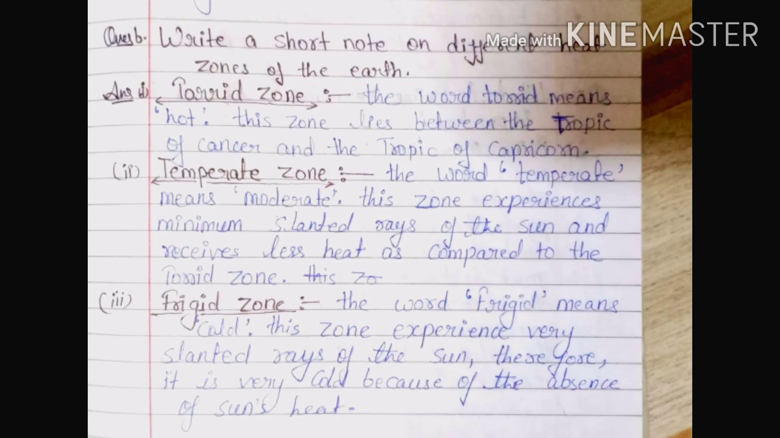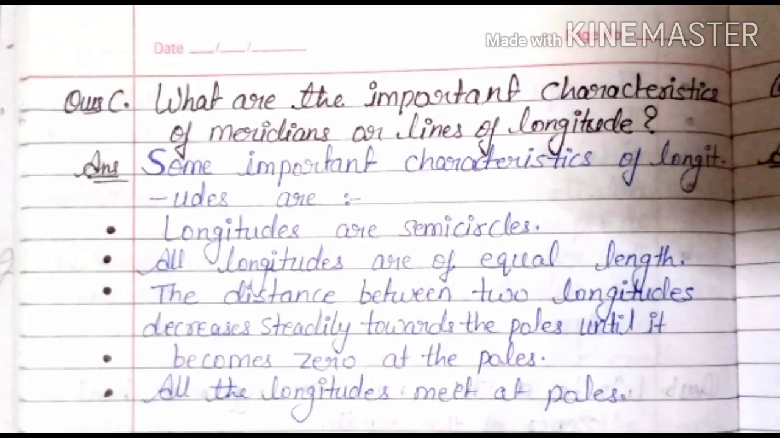Now, the next question was, what are the important characteristics of meridians or lines of longitude? Hope you get the answer already. Some important characteristics of longitudes are: they are semicircles. All longitudes are of equal length. The distance between two longitudes decreases steadily towards the poles until it becomes zero at the poles. All the longitudes meet at the poles.